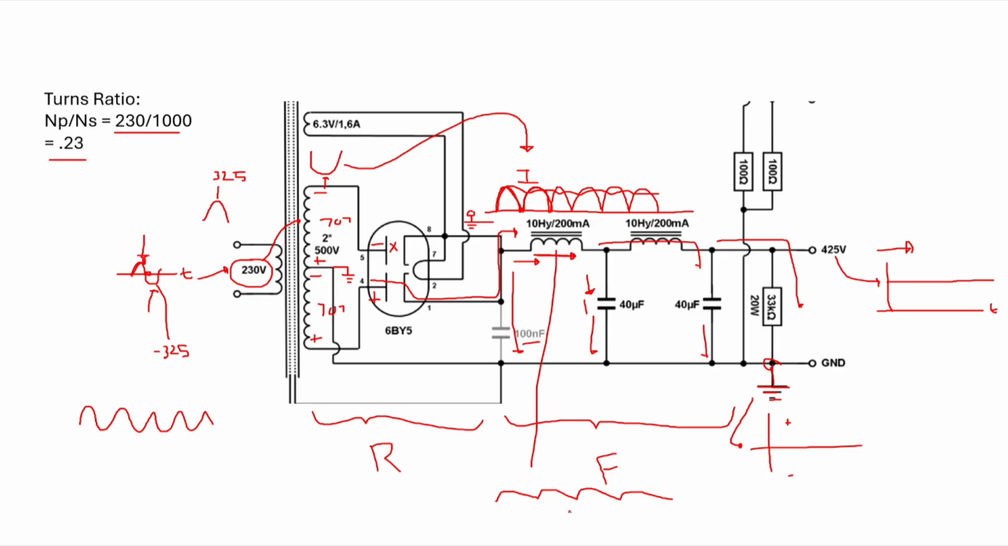And it will continue removing some of this ripple like that. Add another inductor, you'll get more of a reduction in ripple. Add another capacitor, eventually you'll get almost a straight line of DC. Just like that.